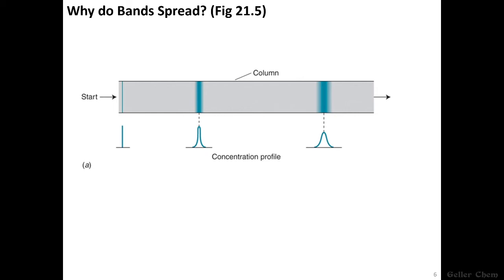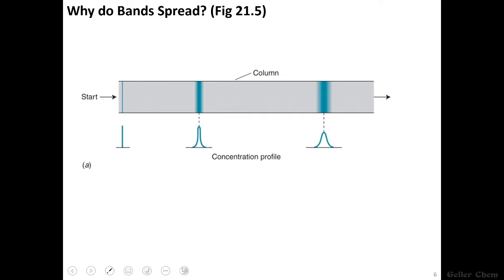In this next video, we will get into why bands spread as they move throughout a column. In other words, we recall that when we first start, our solute might be in this compressed band here, but as time goes on and it flows through the column, it starts to spread out more and more, which is what ultimately leads to us having this peak width by the time it leaves the column and is detected.